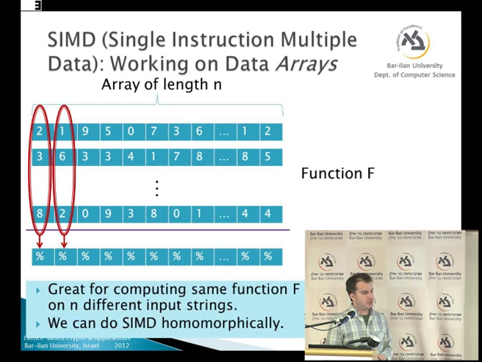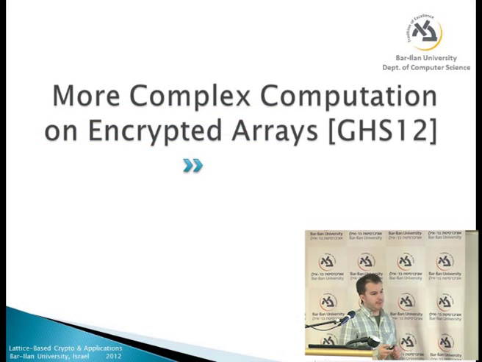So is that clear? All right, so that's great for SIMD operations, single instruction, multiple data. Now we're going to take it to the next level. What we did so far is take a single function and evaluate it in parallel on multiple different blocks of data. But what if we only have one block of input and only one function? Can we still take advantage of SIMD type operations? That's what we're going to try to do here. This is work with Shai and Nigel.